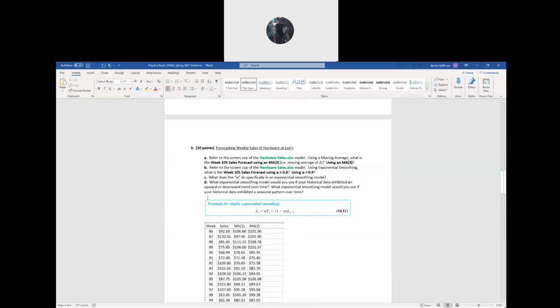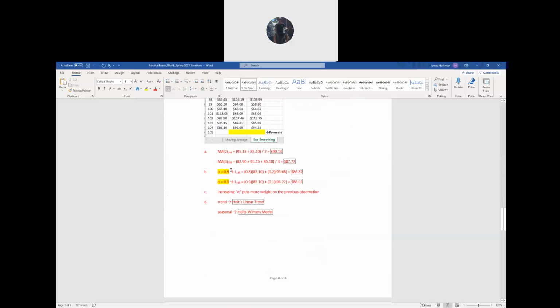What's part C? What does the alpha do specifically in an exponential smoothing model? Remember that alpha controls the weight that we place on the last observation. So increasing alpha puts more weight on the previous observation. I think for part C, that's going to be the same question you get on your final. So that's your answer.